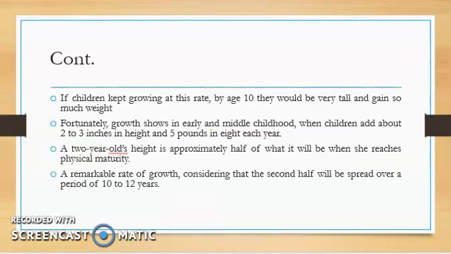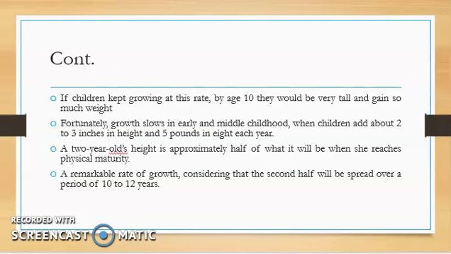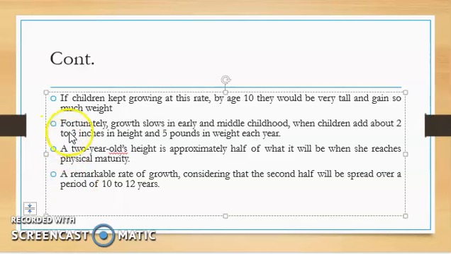By looking at that table, we can see that if children kept growing at this rate, by age 10 they would be very tall and gain so much weight. But fortunately, growth slows in early and mid-childhood, when children add about 2 to 3 inches in height and 5 pounds in weight per year. So it slows down.